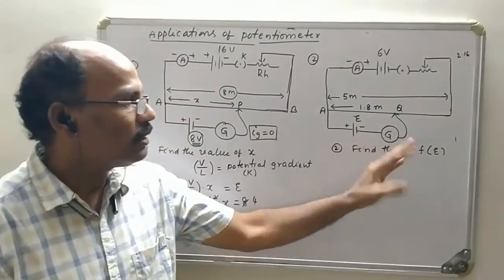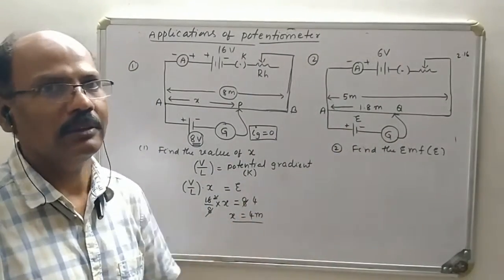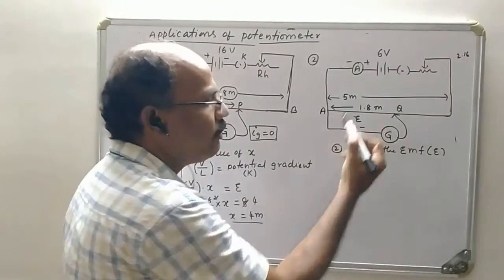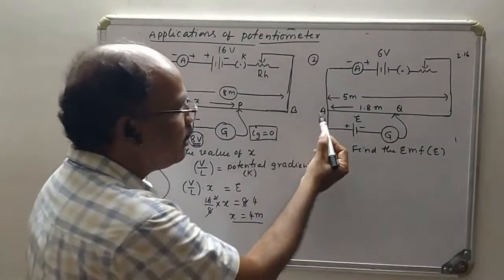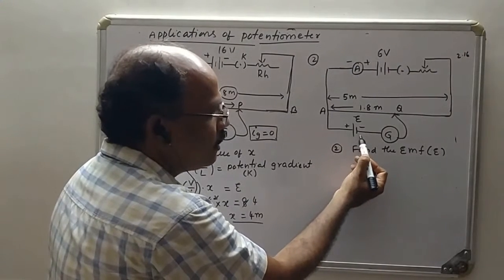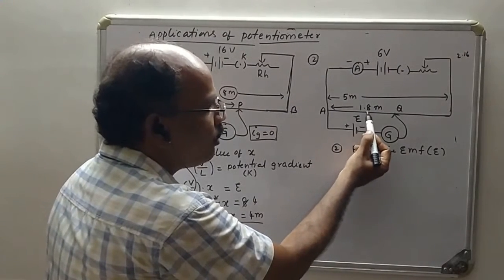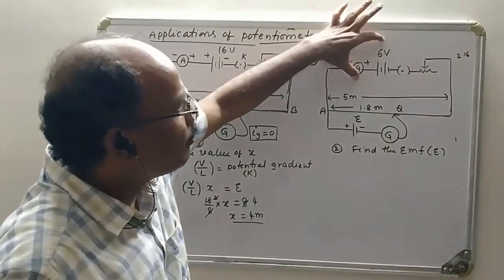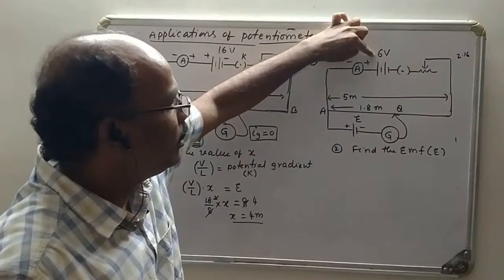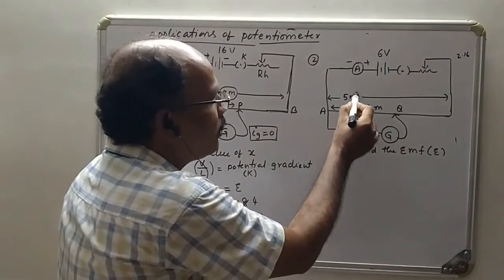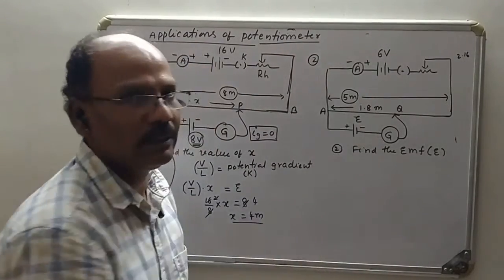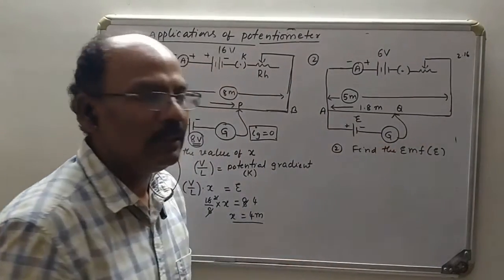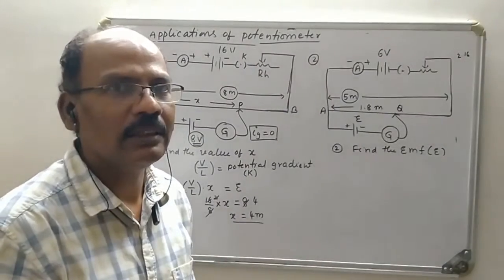Coming to the second one, the converse. That means here the balancing length is given. What is the balancing length of this cell of EMF E? That is 1.8 meters. The potential in the primary circuit is 6 volts and the total length of the wire is 5 meters. Then what is the EMF in the secondary cell?